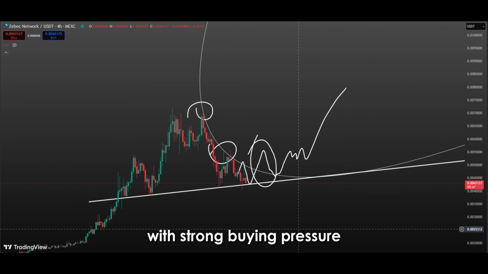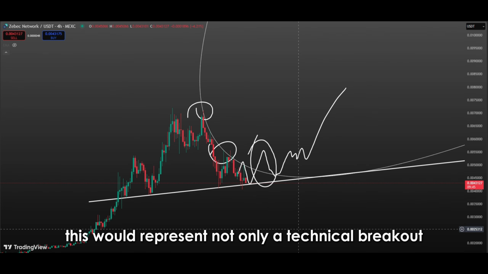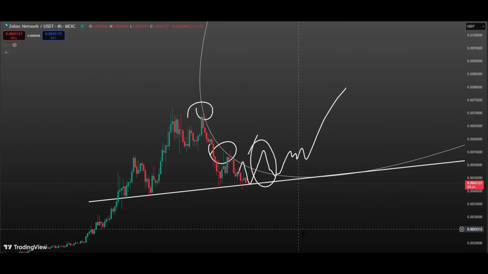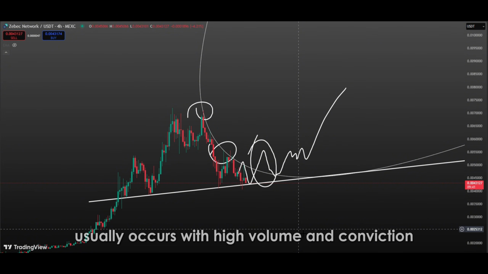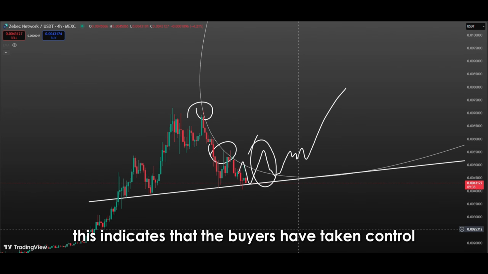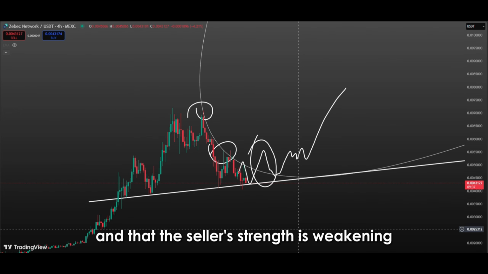If the price does not pull back after touching the curve and instead breaks above it with strong buying pressure, this would represent not only a technical breakout, but also a return of investor confidence in psychological terms. Such a breakout of an important technical barrier usually occurs with high volume and conviction. This indicates that the buyers have taken control and that the seller's strength is weakening.